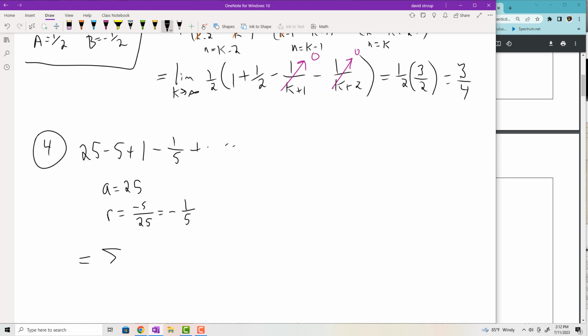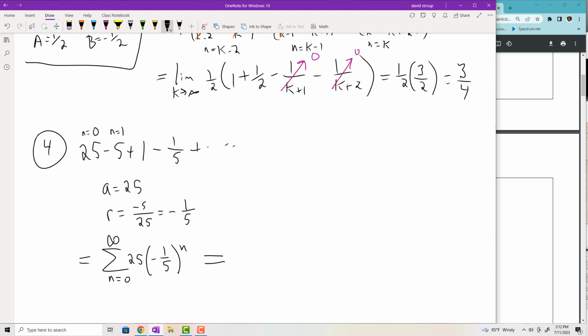Okay, great. So this will be the sum from n equals 0 to infinity of 25 times -1/5 to the n. And you can check, you know, plug in some n values. So this should be n equals 0. If I plug in 0, yeah, I get that. Plug in n equals 1, you get 25 times -1/5, which is -5. So it seems to work, okay?